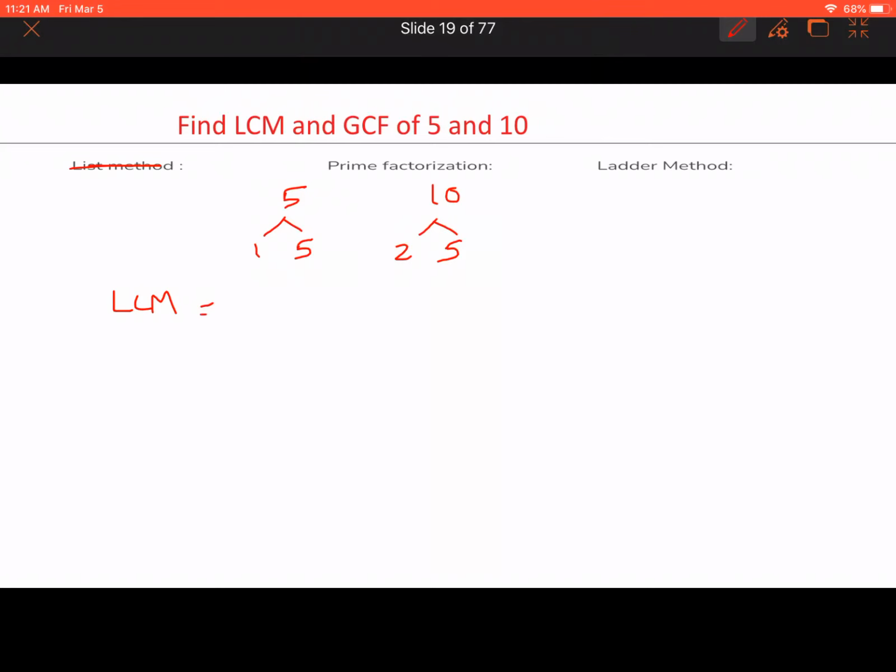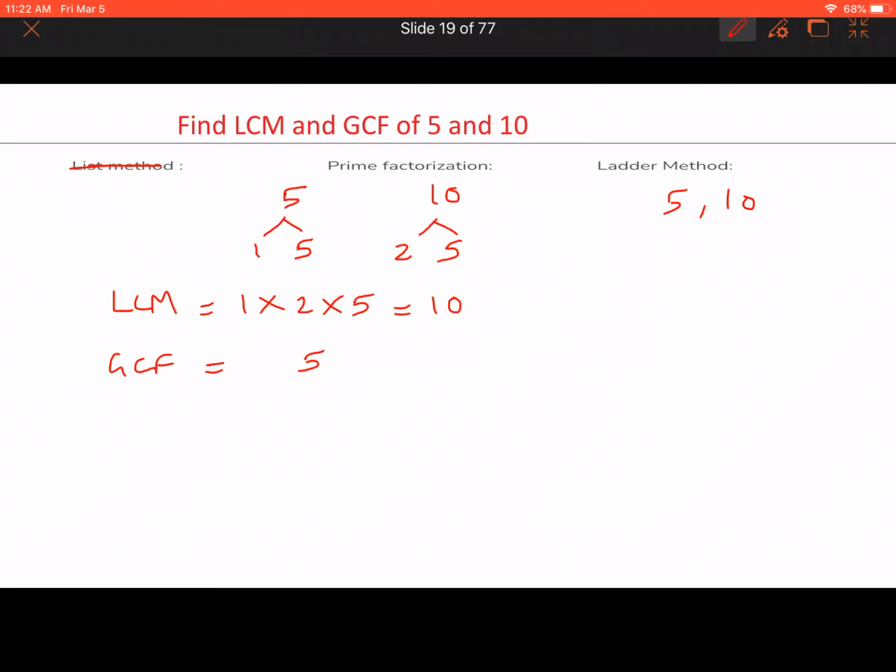So we will write down all the factors available, and each should be taken once, even if repeated. So we'll just take the 5, and that is going to be the LCM. Whereas for GCF, we have to take what is common in both the cases. So 5 is the common number in both the cases, so that is going to be the GCF for 5 and 10.